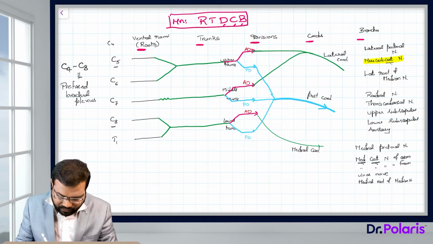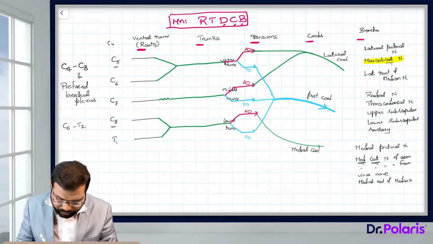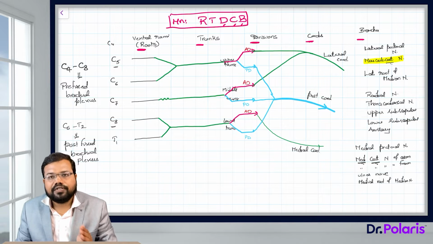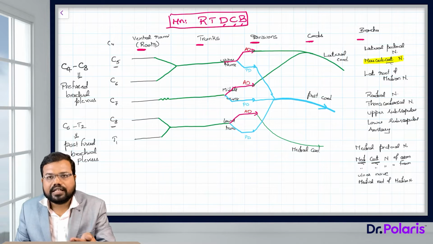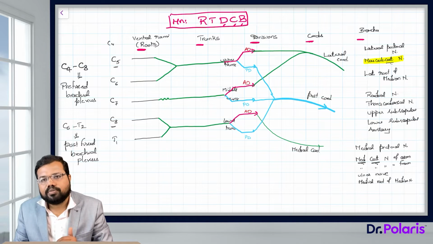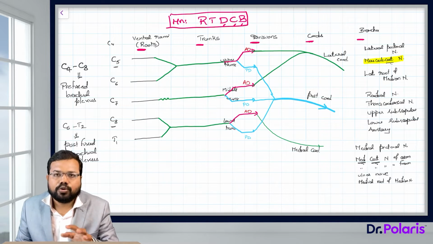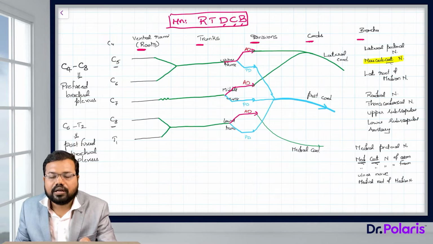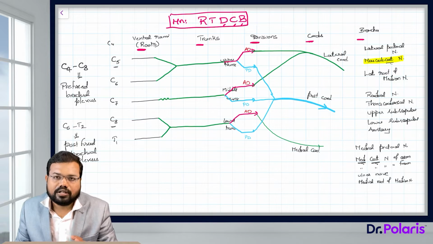And if the network is one step below, that is from C6 to T2, that is called postfixed brachial plexus. C4 to C8 origin is one step ahead, that's why it's called prefixed. The other is one step below, that's called postfixed brachial plexus. So prefixed and postfixed mean one step above and one step below of the spinal nerves for the formation, respectively.